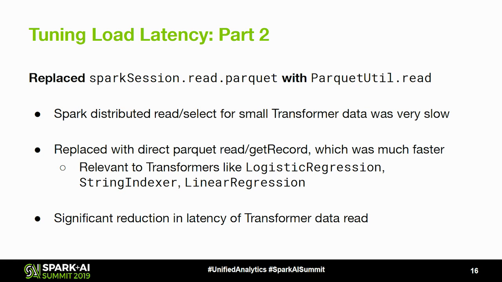The second piece of low-hanging fruit had to do with those data files that we mentioned. Basically, the data files keep that extra data around for certain transformers that need it, including the Spark string indexer, for example. And Spark Mllib was reading those with a distributed read select, and that was really quite slow as well. And we replaced that with a direct parquet read and get record, and that sped the load of these particular transformers up quite a bit.